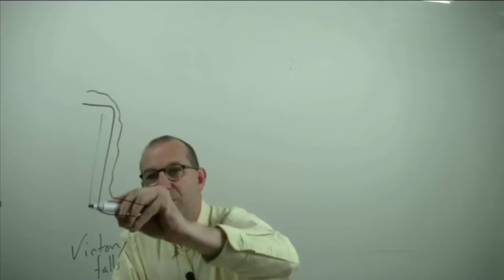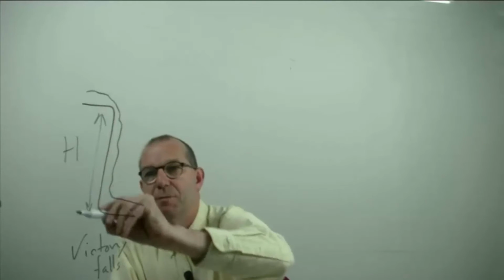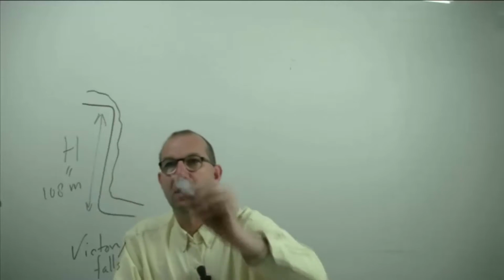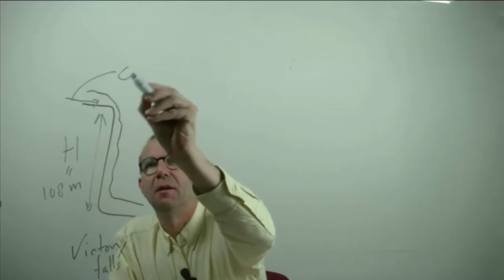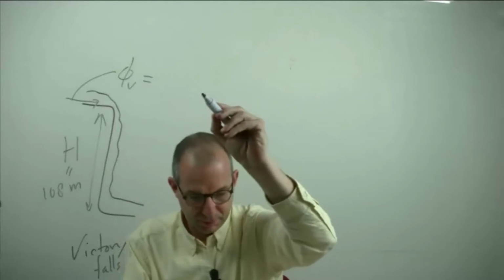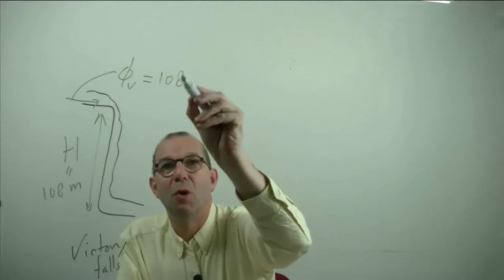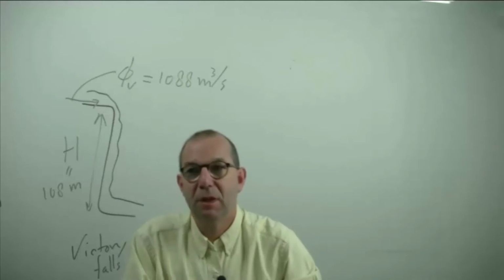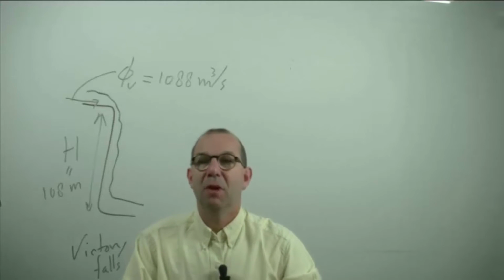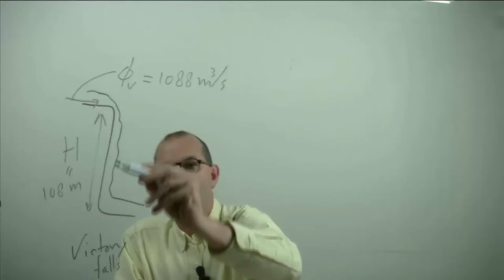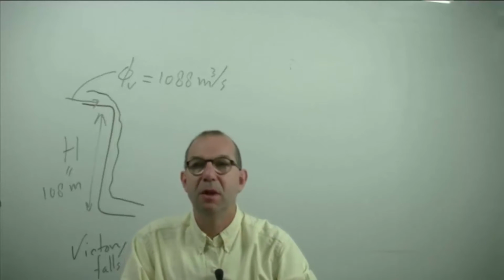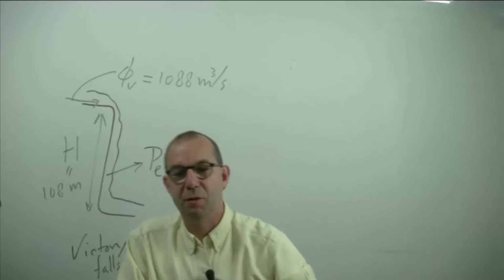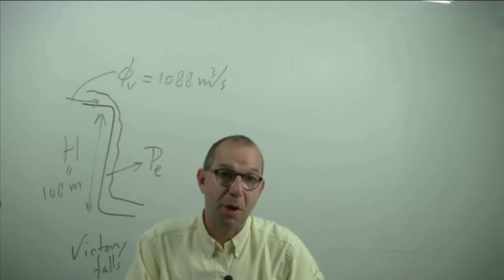These falls are impressive. The drop in height is about 100 meters. And the amount of water flowing is huge. It's almost 1100 cubic meters of water per second that splashes down. Suppose we would be able to turn all this gravitational energy into electricity. So we would turn the Victoria Falls into an electric power plant.